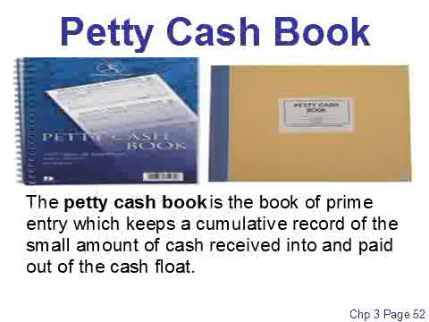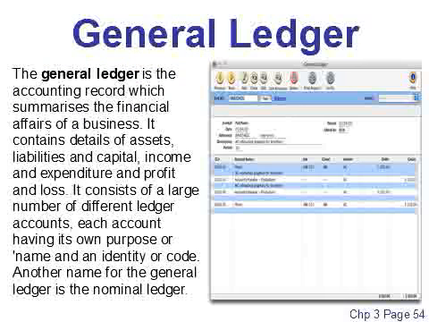Petty cash book. The petty cash book is the book of prime entry which keeps a cumulative record of the small amount of cash received into and paid out of the cash float. General ledger. The general ledger is the accounting record which summarizes the financial affairs of a business. It contains details of assets, liabilities and capital, income and expenditure and profit and loss. It consists of a large number of different ledger accounts, each account having its own purpose or name and an identity or code. Another name for the general ledger is the nominal ledger.